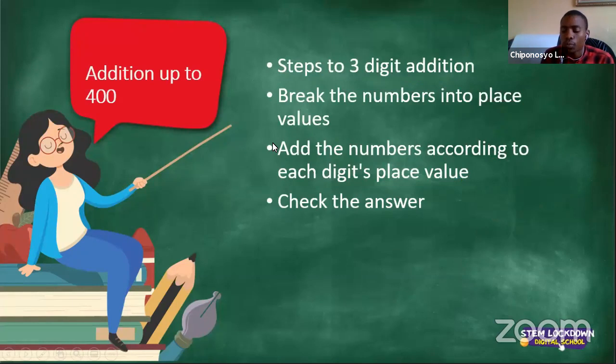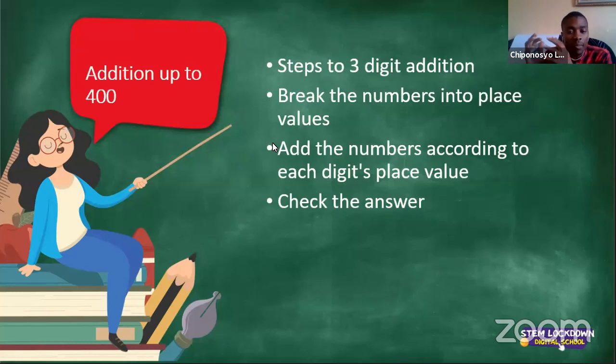Right. So in addition, there are 3 steps that we're going to follow. The first step is we break the numbers into place values. There are three steps because we normally work with 3 digits. So step 1 is we break up the numbers into place values. We break up the numbers into hundreds, then into tens, then into units.